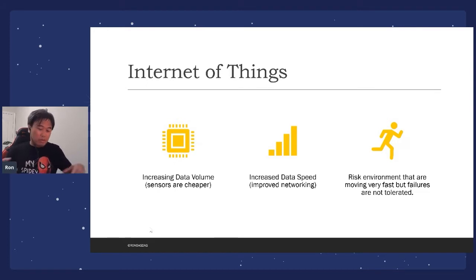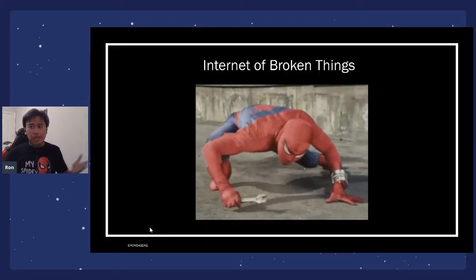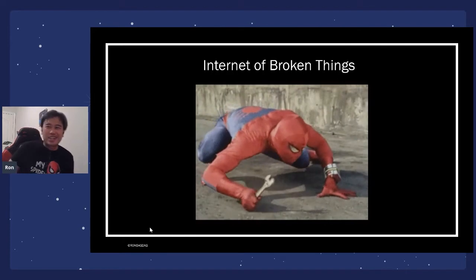But if you think about Internet of Things per se, it's becoming critical, even at homes. Sometimes I get frustrated when I can't turn off the TV using Google Home or the Alexa stuff. So the risk environments are moving very fast, but failures are not tolerated. So there's more and more that we need to do observability on these machines, right? And this is what it feels like when you have an internet of broken things.